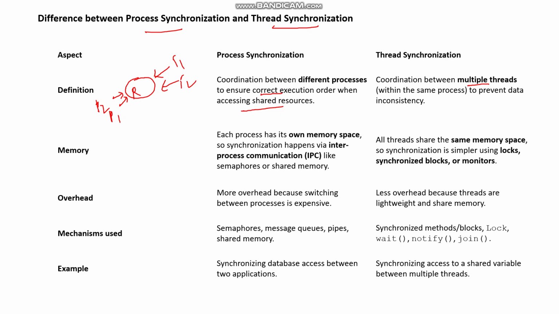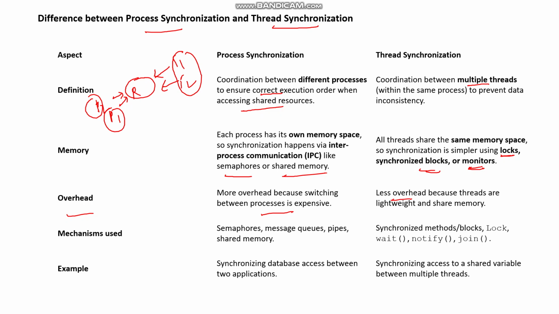That's why they are putting in the locking mechanism. It does the operation by using locks, synchronized blocks and monitors only. But in the case of processes, it is using semaphores or the same memory here. From the overhead point of view, there is more overhead because switching between processes is expensive. Whenever we are switching from one process to another process here, it is all the time an expensive process, but for threads it is less overhead. Why? Because they are in the same memory only, but here the memory is different. That's why the switching is expensive here.